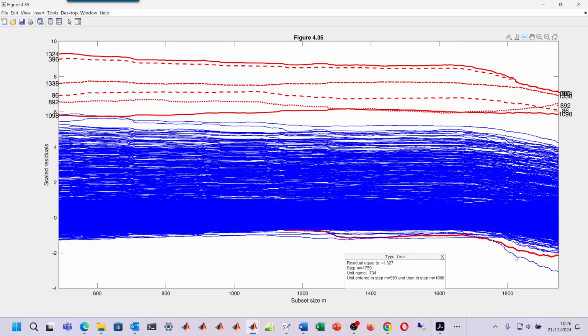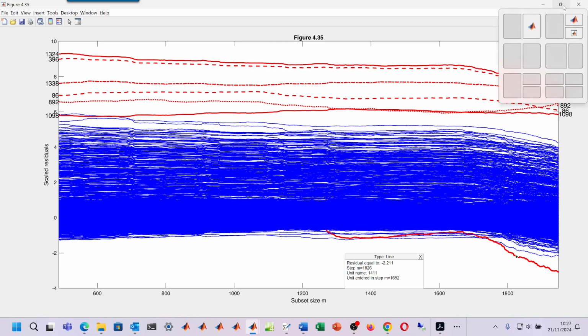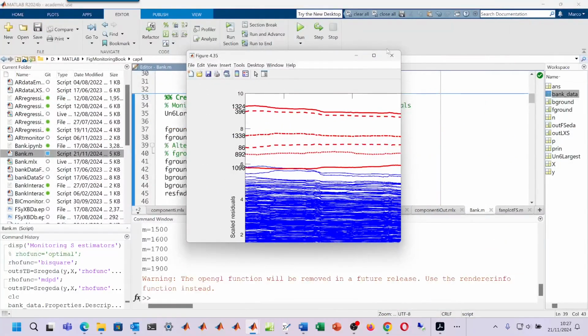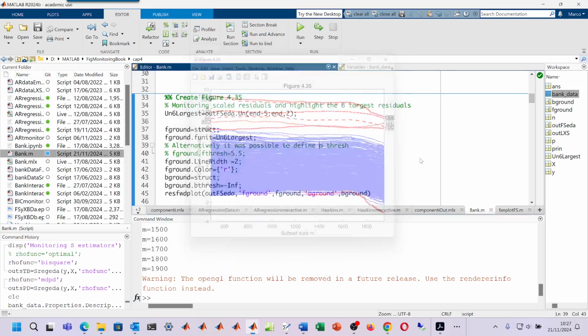For example, look at this trajectory. This trajectory has a residual which is completely in agreement with the rest of the data, and then around 1630 or 50, there is a change in the structure of the residuals, apart from the presence of these large 6 outlying observations.